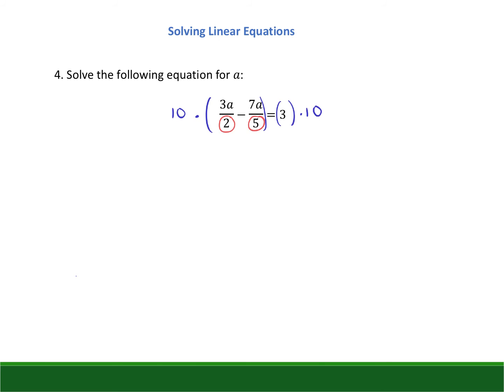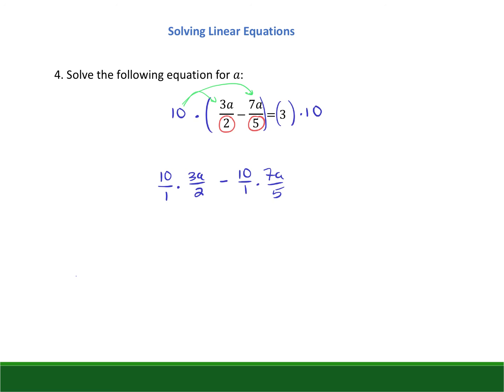And then what happens when we multiply by that common multiple of 10 is we're going to basically factor out the denominator. So I'll write this down like this. So this is the same thing as 10 over 1 times 3a over 2 minus 10 over 1 times 7a over 5. And basically what I did was I just distributed that 10 to every single term inside the parentheses.